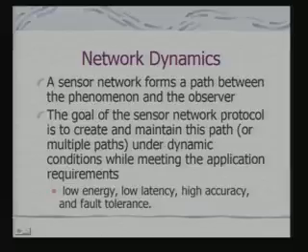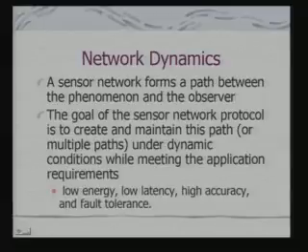So, what is the network dynamics? Therefore, this network basically has got its own dynamics, which is different from any other communication network dynamics. Very simply stated, a sensor network forms a path between the phenomena and the observer. Why? Because the observer is located somewhere and is interested to know the track of the target. So, the sensor network is basically providing the path.